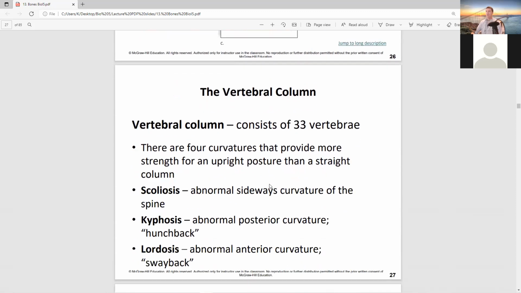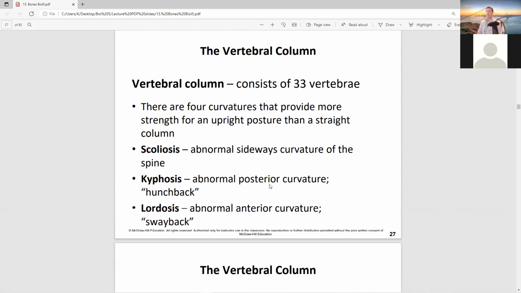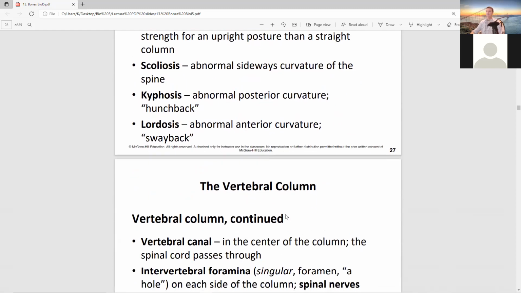So the vertebral column consists of 33 vertebrae. There are 4 curvatures that provide more strength for an upright posture than a straight column. We have scoliosis, which is abnormal sideways curvature of the spine. Kyphosis, which is abnormal posterior curvature, hunchback. And lordosis, which is abnormal anterior curvature or sway back.